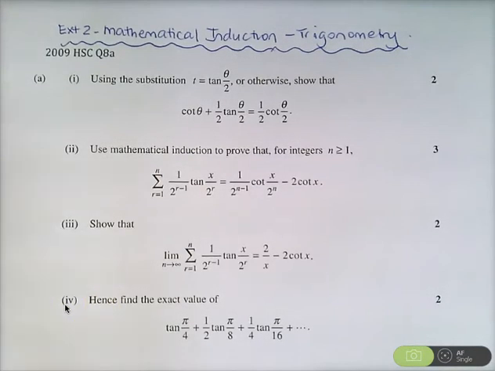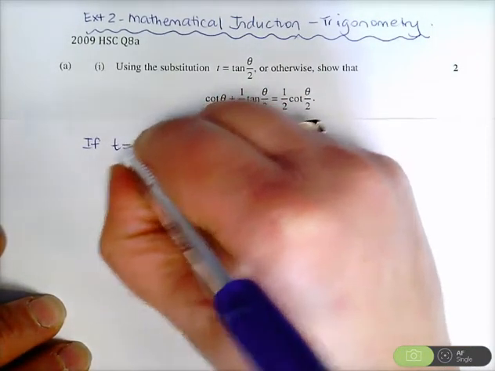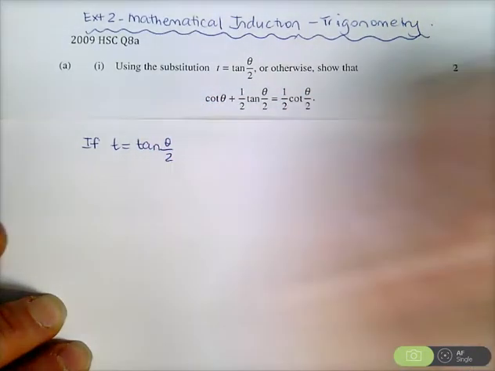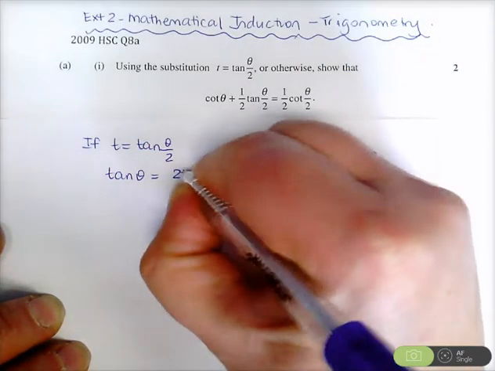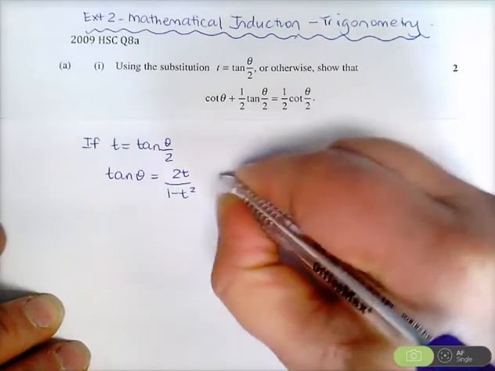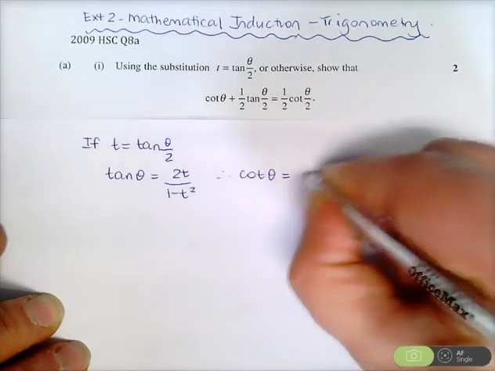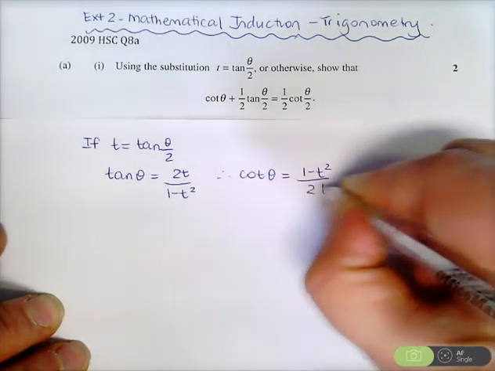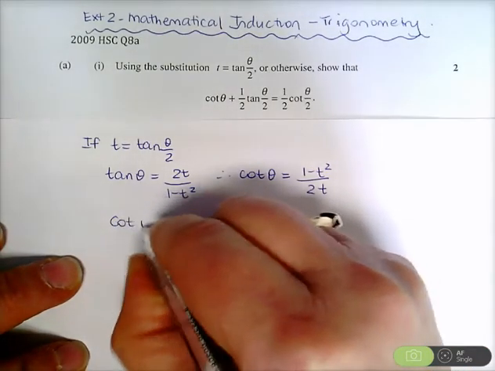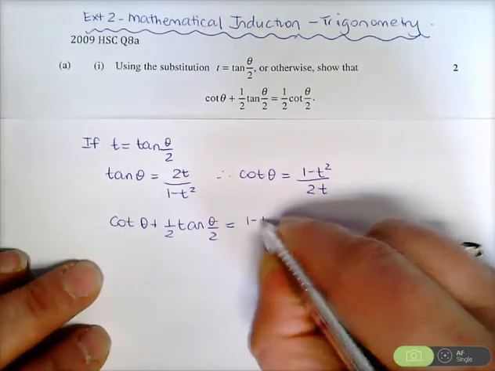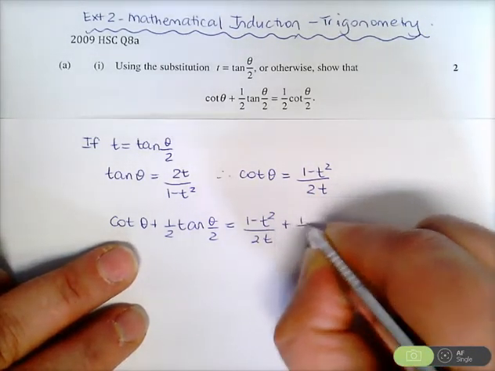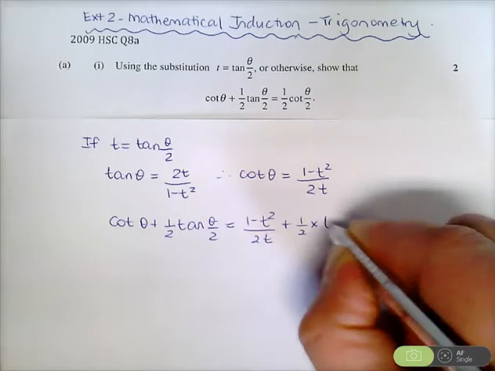otherwise show this result that cot theta plus a half tan theta on 2 equals a half cot theta on 2. Now, using the t results, if t equals tan theta on 2, then we know that tan theta is equal to 2t over 1 minus t squared. So therefore cot theta will equal 1 minus t squared over 2t. So therefore cot theta plus a half tan theta on 2 is equal to 1 minus t squared over 2t plus a half times tan theta on 2 is t.